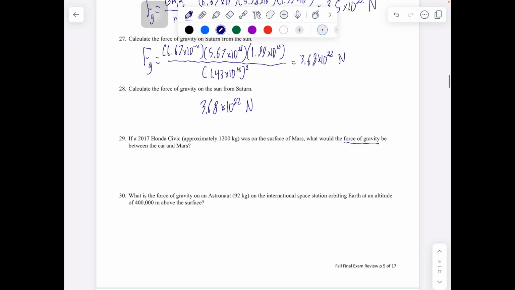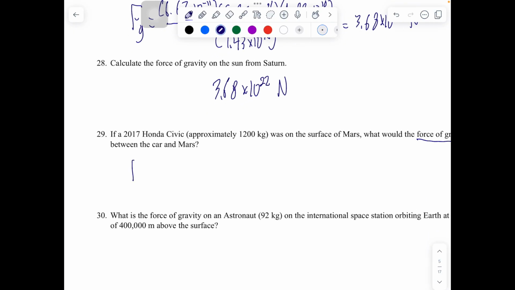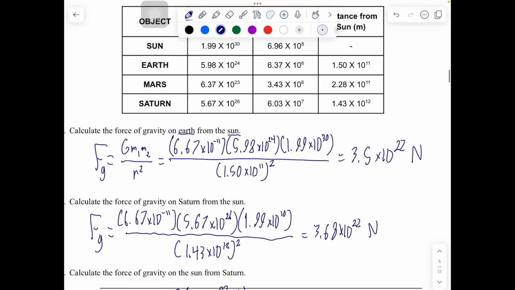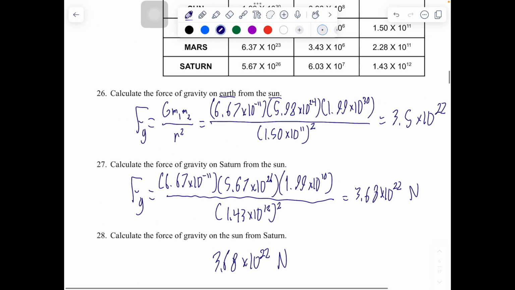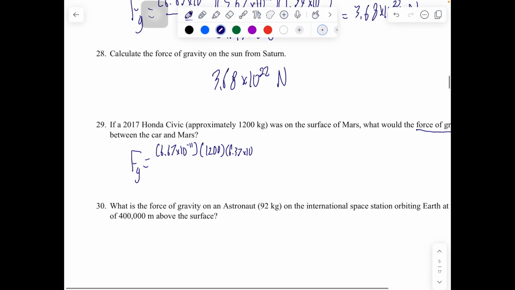Excellent. The 2017 Honda Civic, approximately 1,200 kilograms, was on the surface of Mars. What would the force of gravity be between the car and Mars? Okay. Well, we'll use our big equation. We have 6.67 times 10 to the negative 11th. The mass of the Honda Civic, 1,200 kilograms. The mass of Mars, 6.37 times 10 to the 23rd. Divide by the distance between their centers.